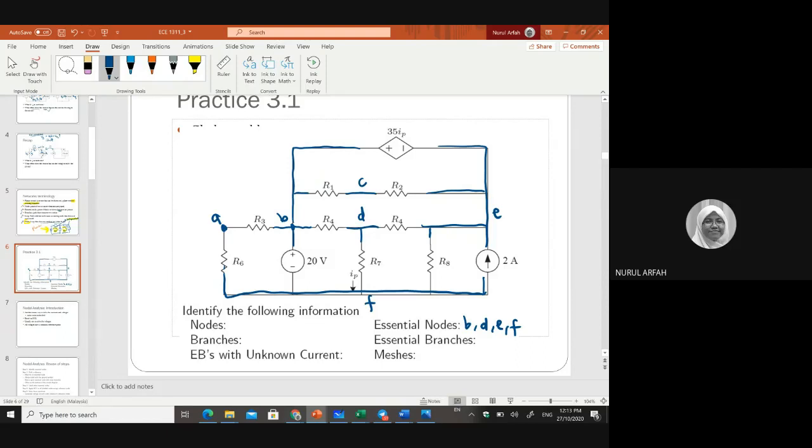All right, how many meshes do we have here? Remember, a mesh is a loop that is not dependent on other loops. Mesh is a loop, or independent loops, right? So how many? 6. 1, 2, 3, 4, 5, and 6. Good. Okay, how many branches?